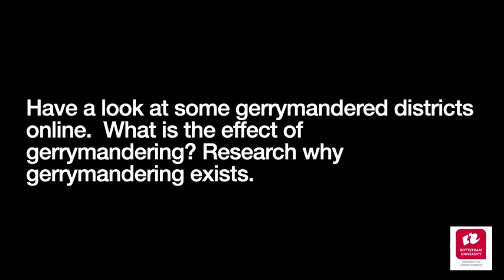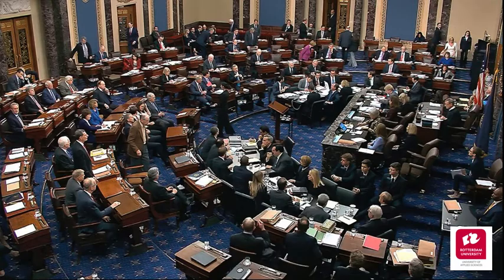So one of the questions that you have to complete for class is to have a look at the gerrymandered districts online, and I want you to look up what the effect of gerrymandering is. Research why gerrymandering exists. Now, the upper house of Congress is called the Senate, and in the Senate you can't have gerrymandering because each state sends 2 senators. And because there are 50 states, that means that there are 100 senators in total. And so the Senate is a much smaller house, and in many ways they have a lot more power because they also get to provide checks and balances on the other branches of government, and that's something that the House of Representatives can't do.